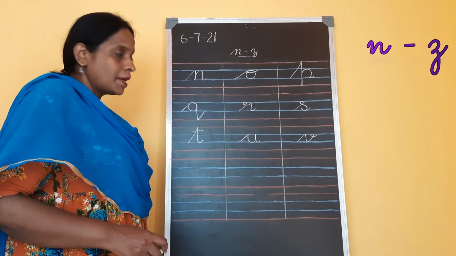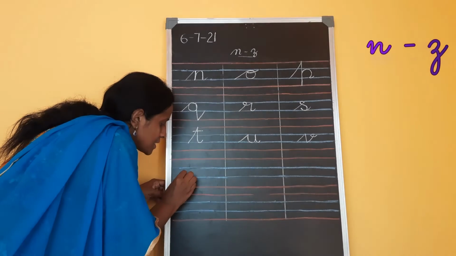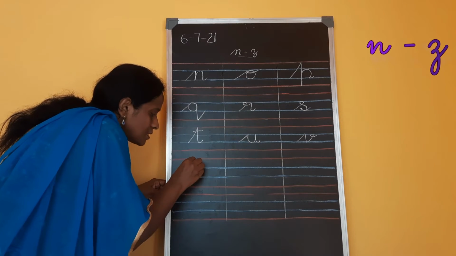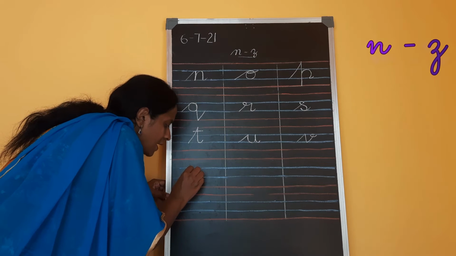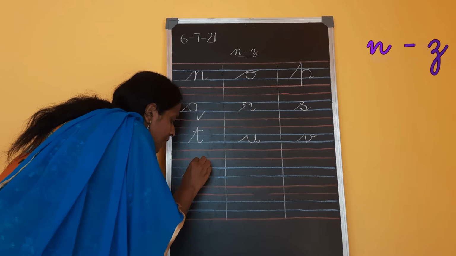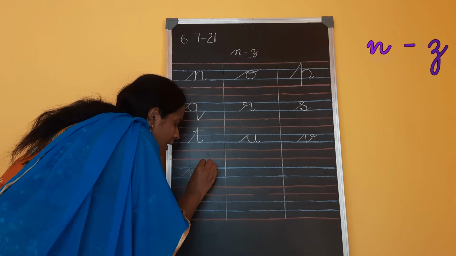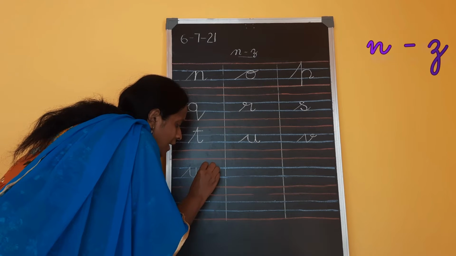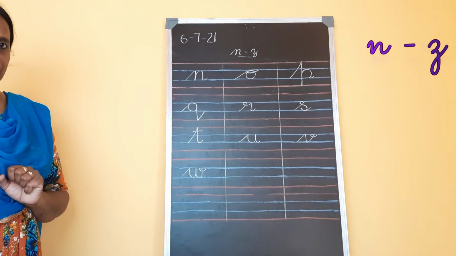Cursive letter W. From the second blue line, go up with the slanting line. Touch the first blue line. Come down on the same line with the standing line. Go up with the up U curve. Come down on the same line. Again go up with the up curve. Make a loop. Come outside and touch the first blue line. This is how you write W.